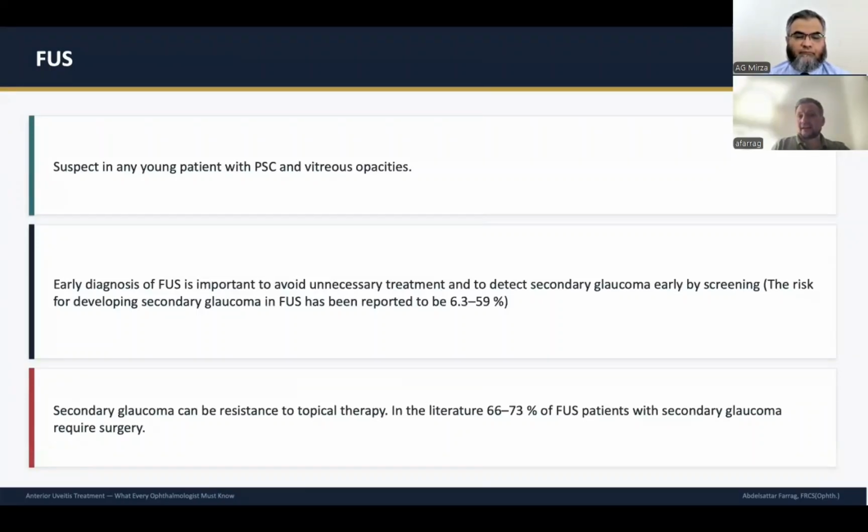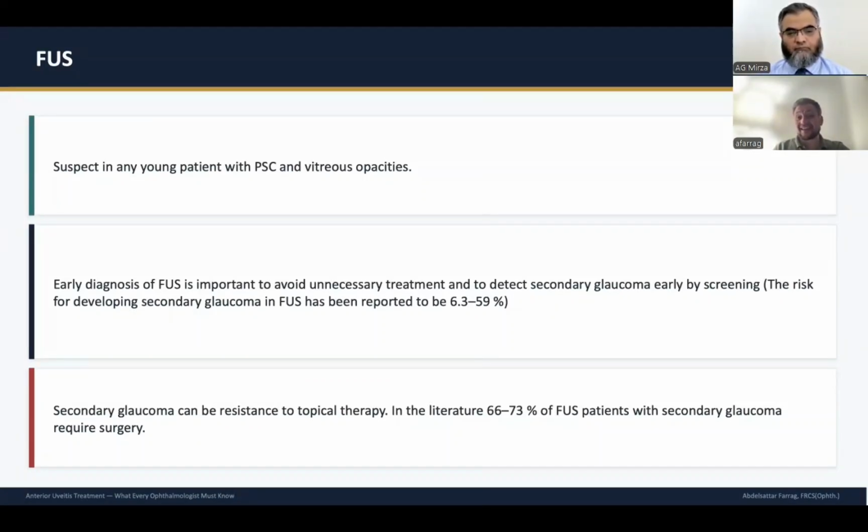And here, Fuchs: suspect it in any young patient with posterior subcapsular cataract and vitreous opacities. If you find a young adult with a unilateral posterior subcapsular cataract and some vitreous opacities, rethink again and examine undilated to check for Fuchs heterochromia, and check the cornea carefully for very subtle satellite keratotic precipitates. Early diagnosis of Fuchs is important to avoid unnecessary treatment.